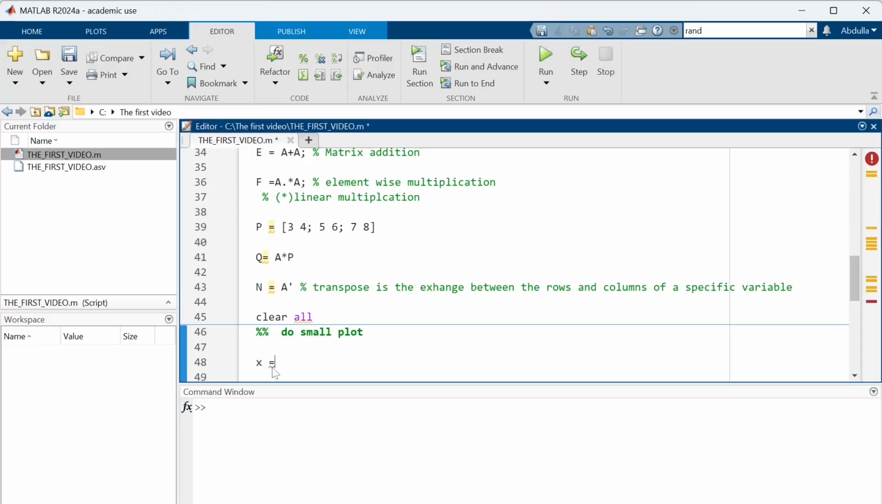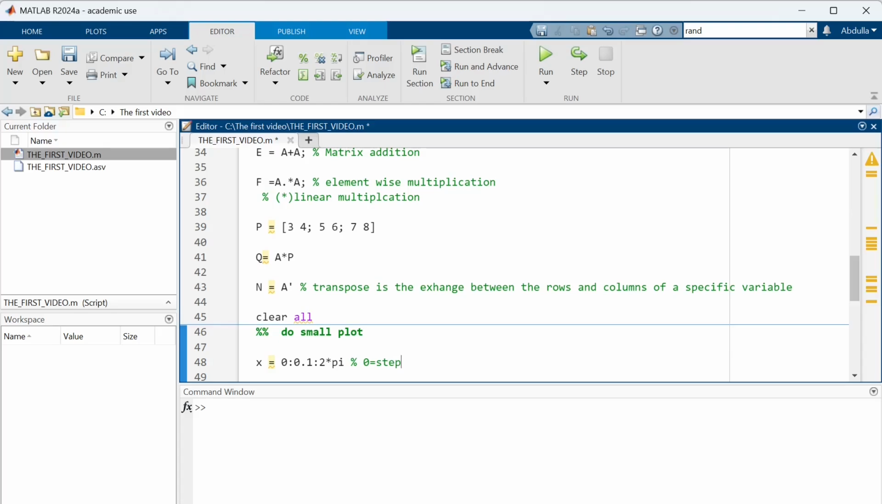Okay, so x equals 0:0.1:2*pi, using linear spacing, right? What does this mean? It's 0 colon 0.1 colon 2 pi. This is for plotting. So let's write here, 0 is the first step.